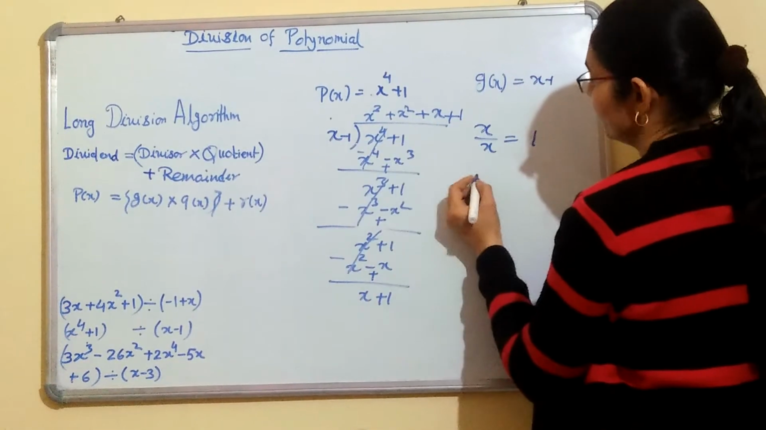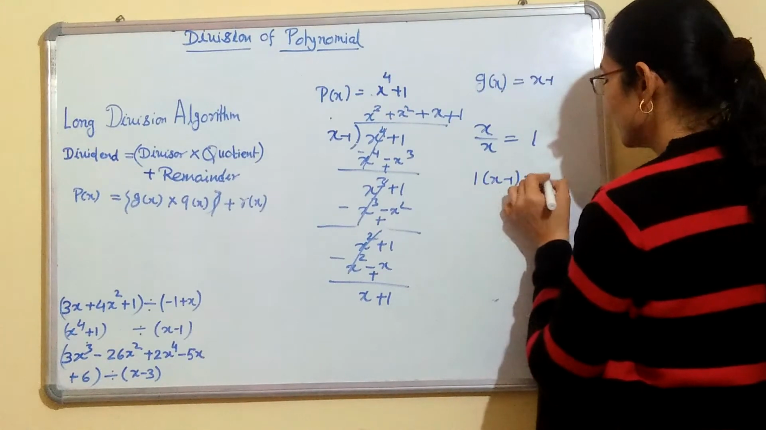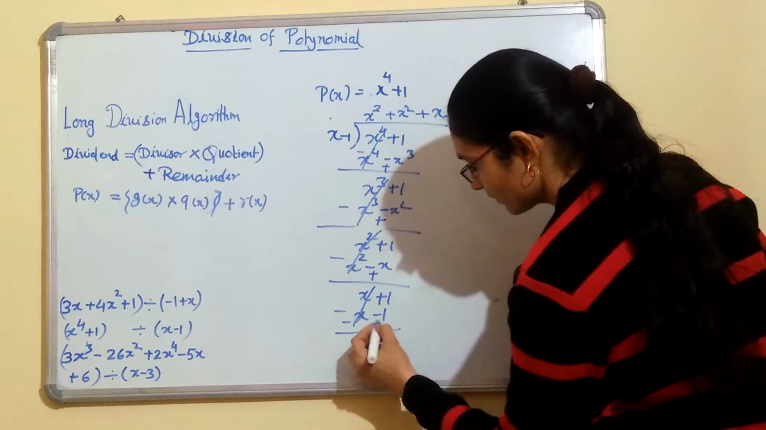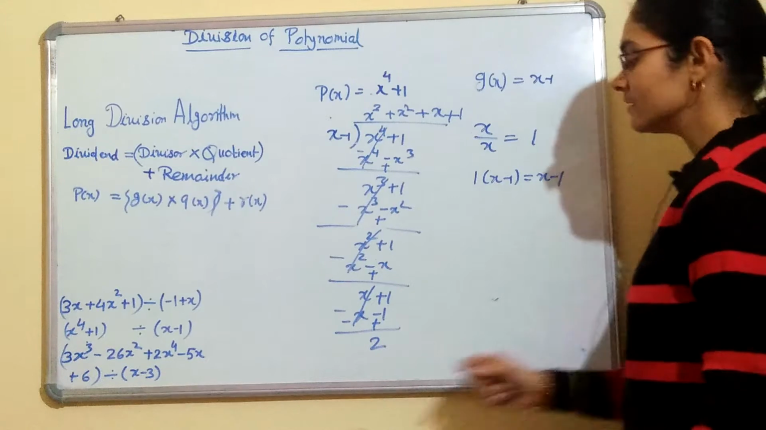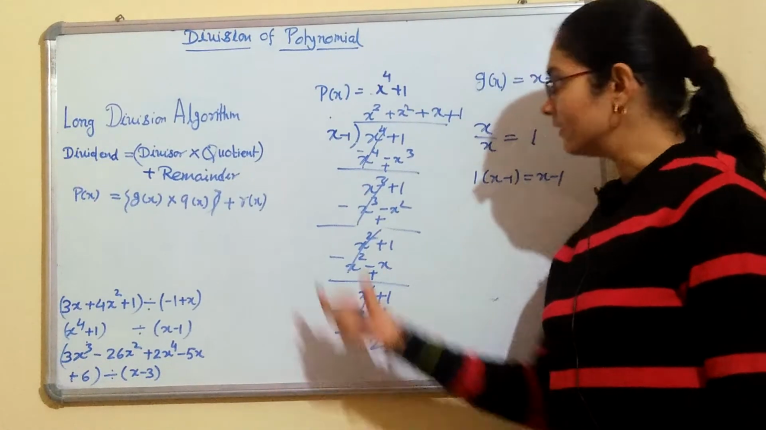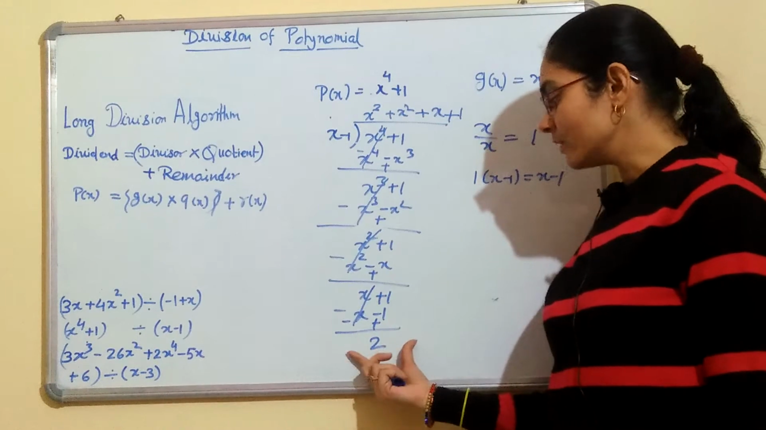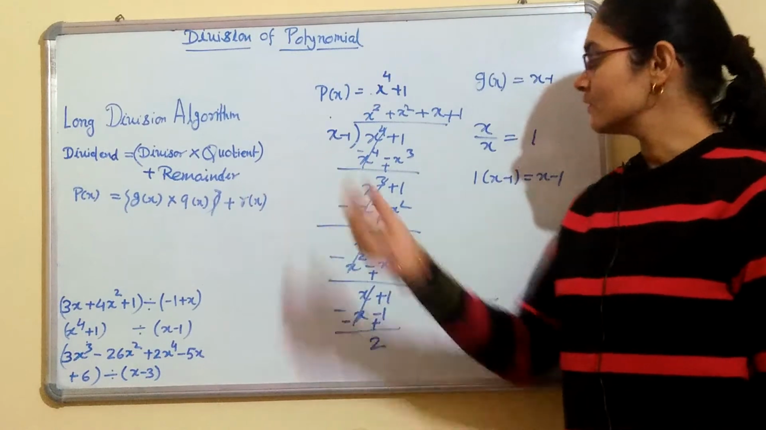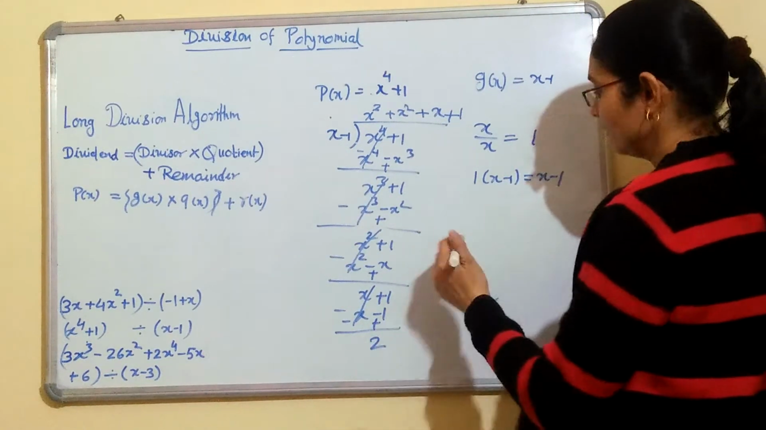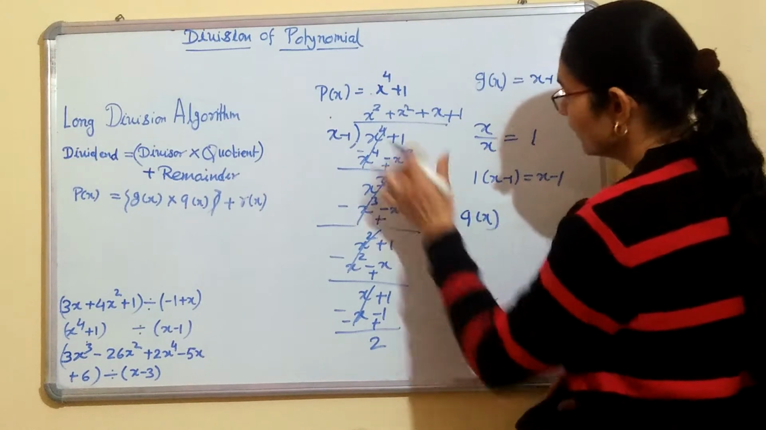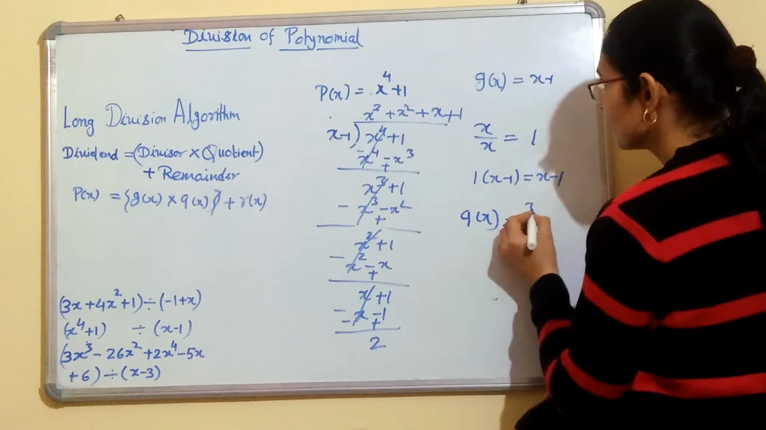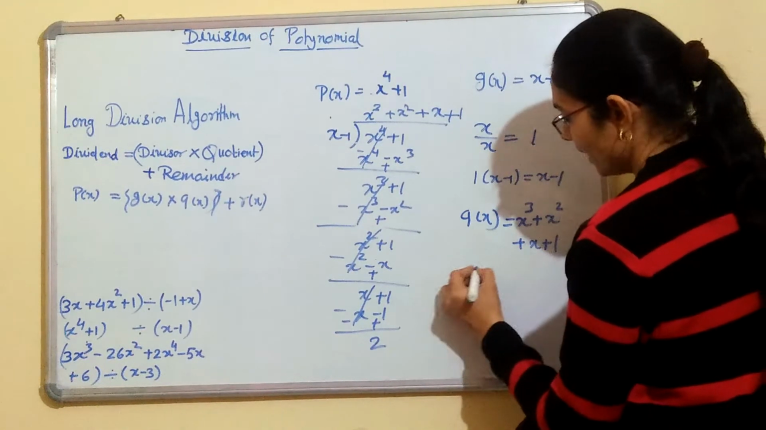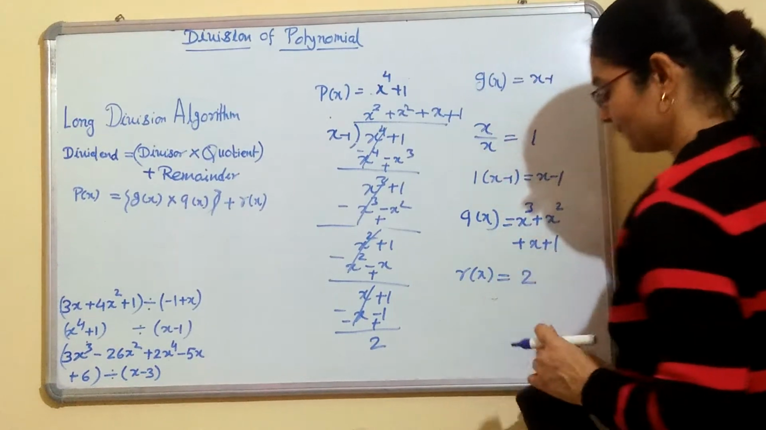Multiply this with the divisor. We get again x minus 1. Put here and subtract. 2. This is a constant polynomial, and the divisor is a linear polynomial. So we know the degree of the constant polynomial is less than the degree of the linear polynomial. So our division is complete, and the quotient is x cube plus x square plus x plus 1, and rx is equal to 2.